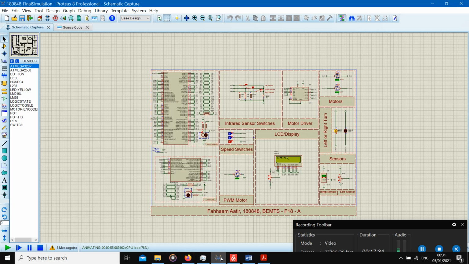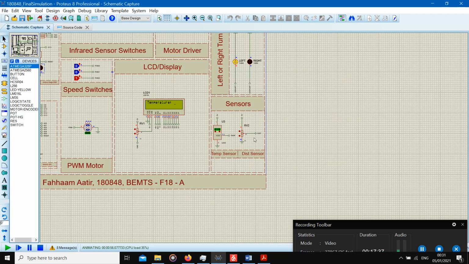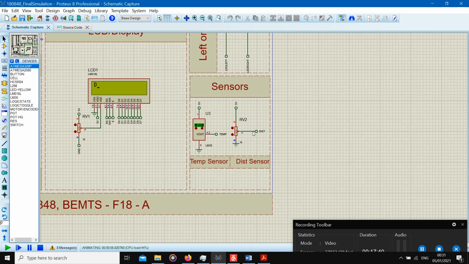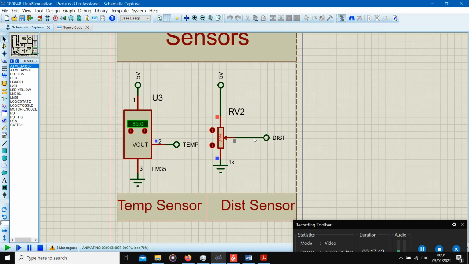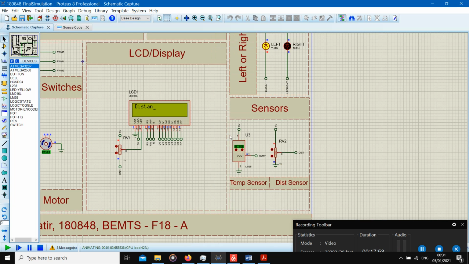So moving on to our simulation, you can see over here we have the distance sensor. The distance sensor here is working as an alternative for the ultrasonic sensor in real life. Now you can see that over here we have the distance displayed. First it gives you the temperature because of the temperature sensor, which I have already explained before, and after that it gives you the distance of the obstacle that is in front of it.